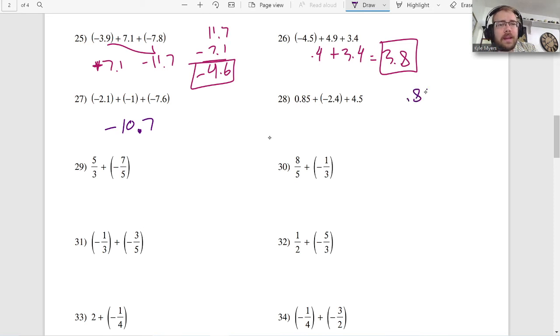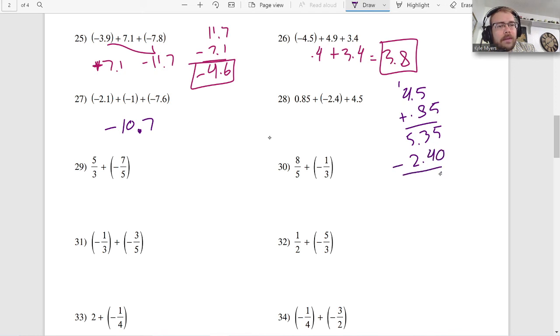So 0.85 and 2.4 and 4. Oh, you know what? And one of them is negative, so I want to be really careful here. Actually, I almost messed up that problem. Okay, hold up. So let's do the 4.5 and the 0.85. Here we go. Okay, so 5. That's going to be 13. So then that, and then I would subtract the 2.4.